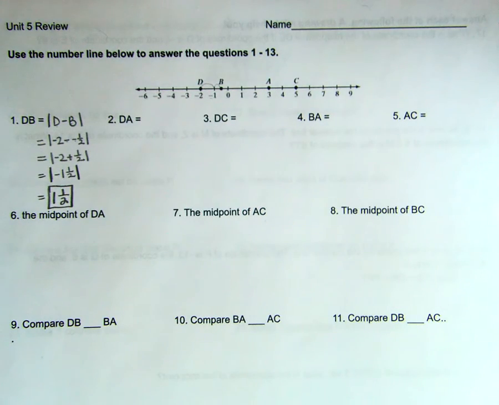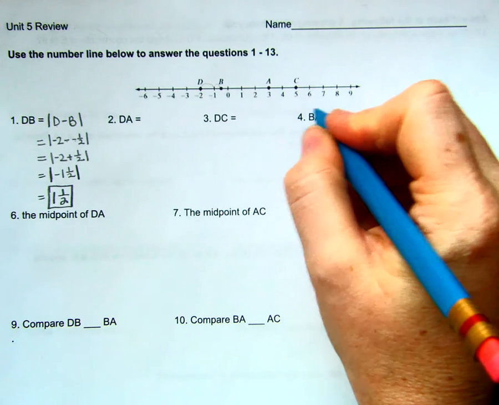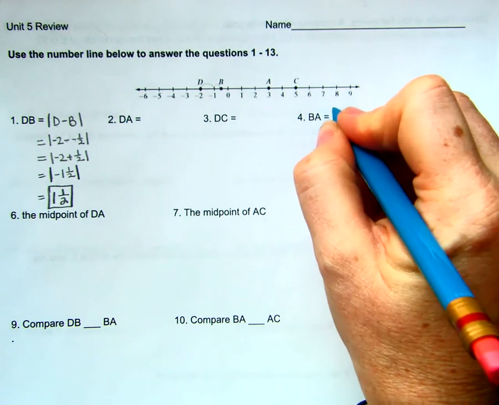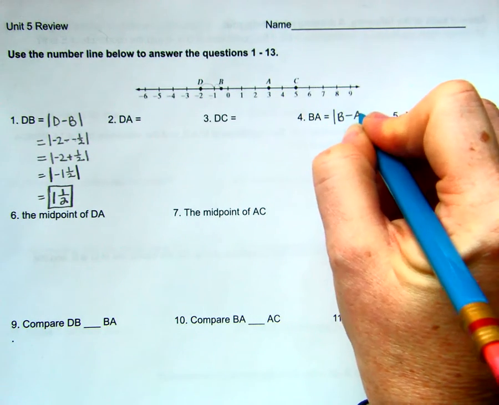Okay. So the entire first row is worked just like this. You're just subtracting the endpoints from each other and it's giving you the distance. So let me do the other one that has the fraction in it that's been bothering people all day. If I want to find the distance from B to A, or the length of the line segment BA, then I'm going to take the absolute value of B minus A.